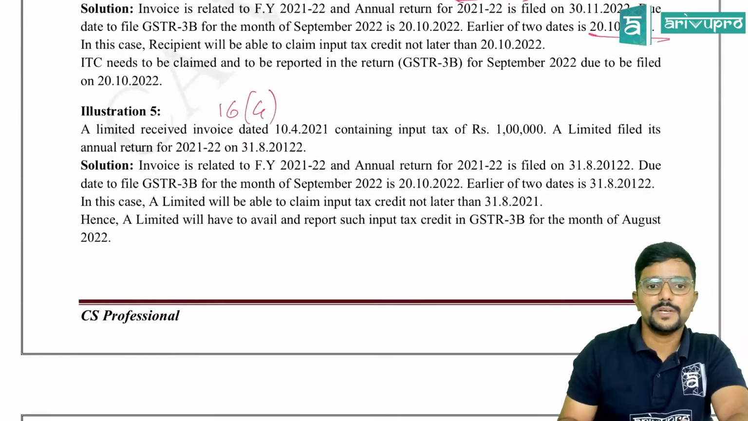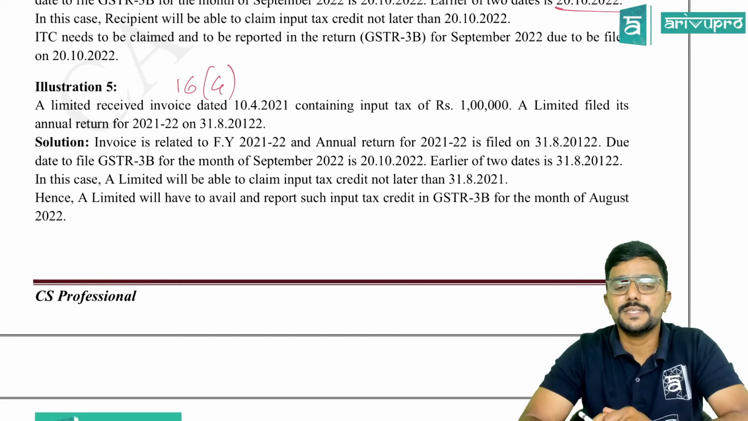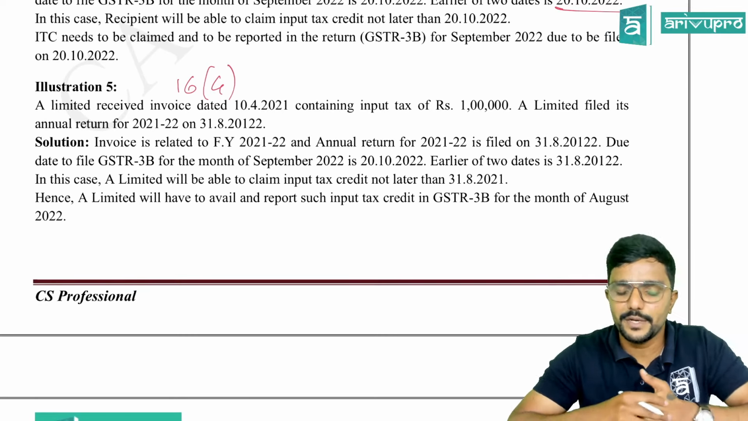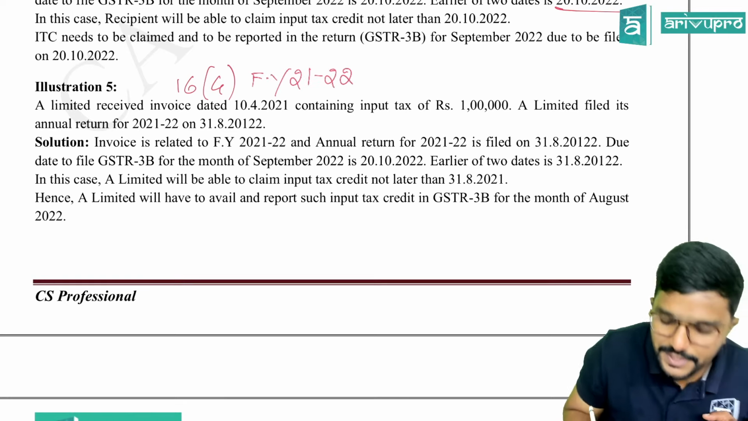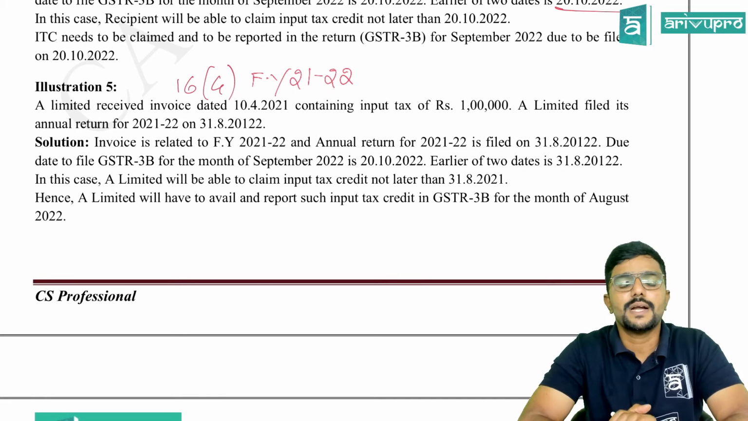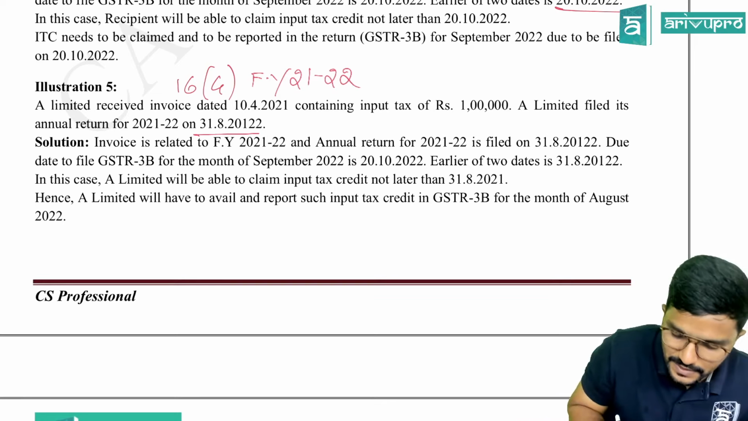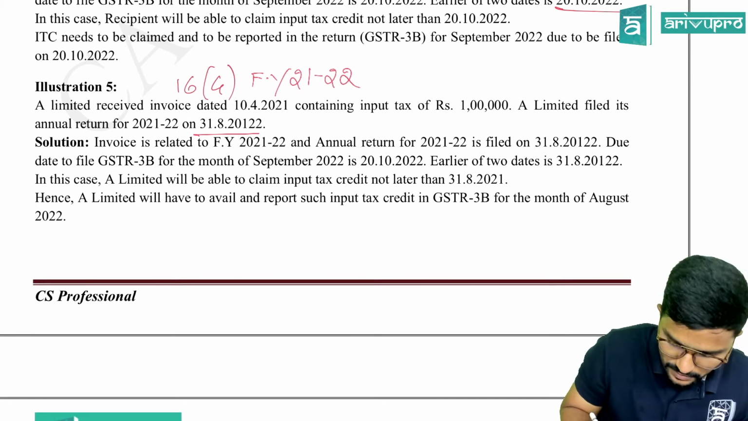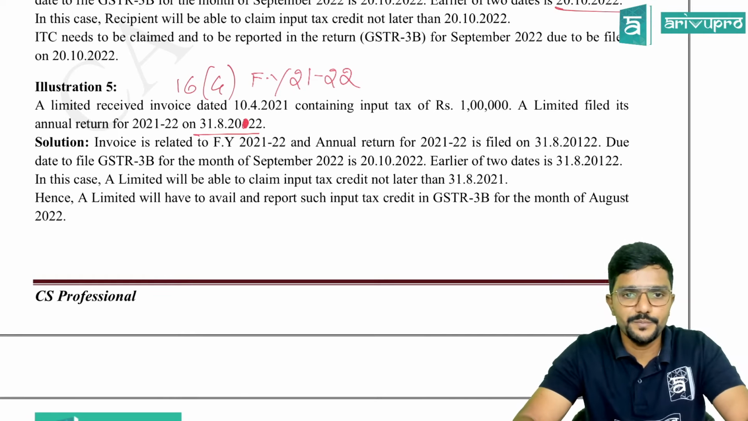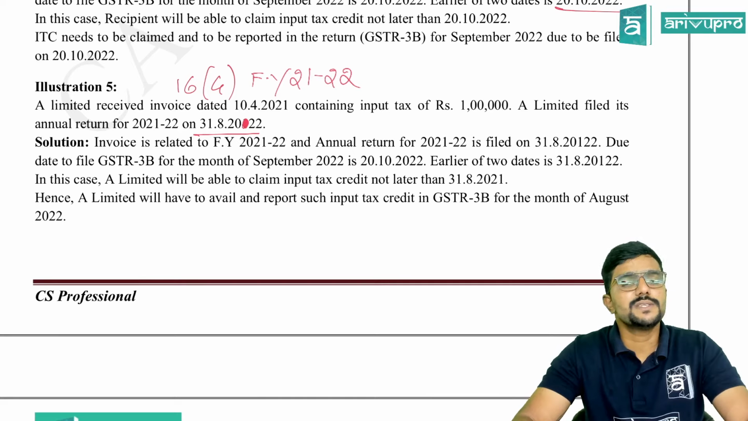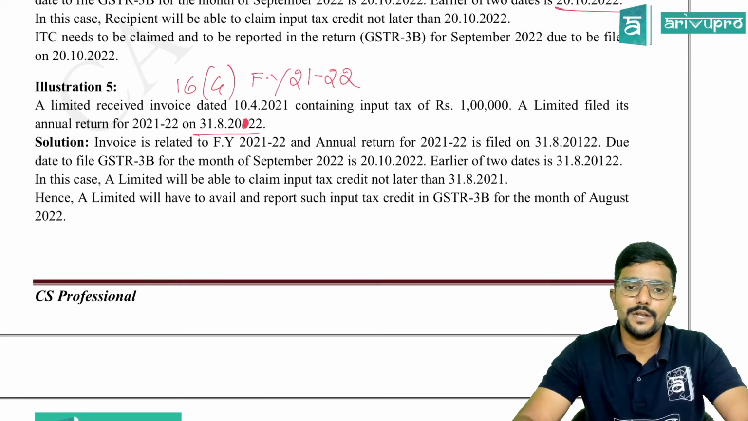Okay. Then coming to illustration 5. A Limited received an invoice dated 10th April 2021, again related to financial year 21-22, containing input tax of rupees 1 lakh. A Limited filed its annual return for financial year 21-22 on 30th August 2022. Solution. Invoice is related to financial year 21-22 and annual return for 21-22 is filed on 31st August.